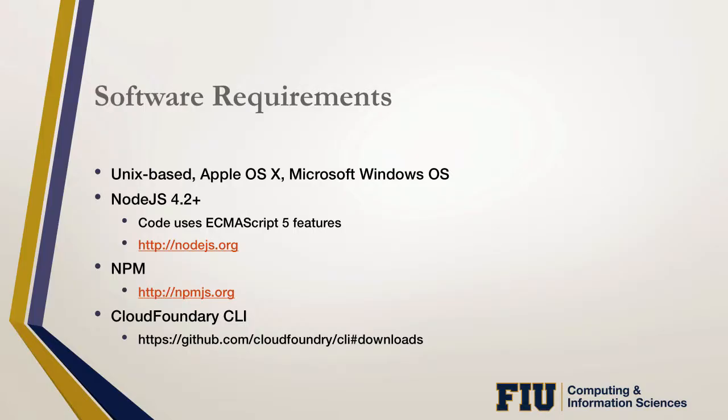As shown on this slide, the software requirements include a Unix-based Apple OS X or Microsoft Windows operating system, Node.js 4.2 or greater. The code uses ECMAScript 5 features. You can find Node.js at http://nodejs.org. You'll also need npm, which is a package manager for the Node.js framework. You can find that at http://npmjs.org. Finally, you'll need the Cloud Foundry CLI, which is a command line program used to push our application to the Bluemix platform.